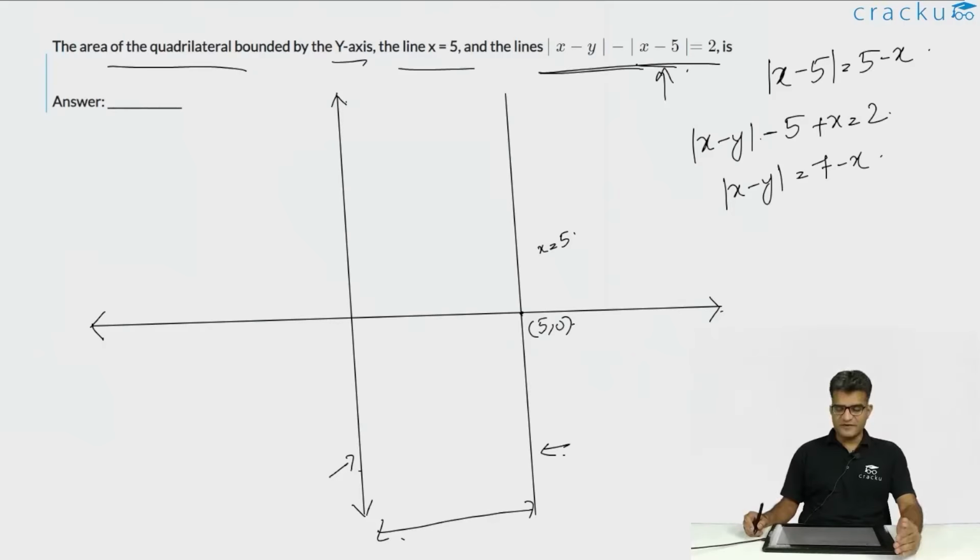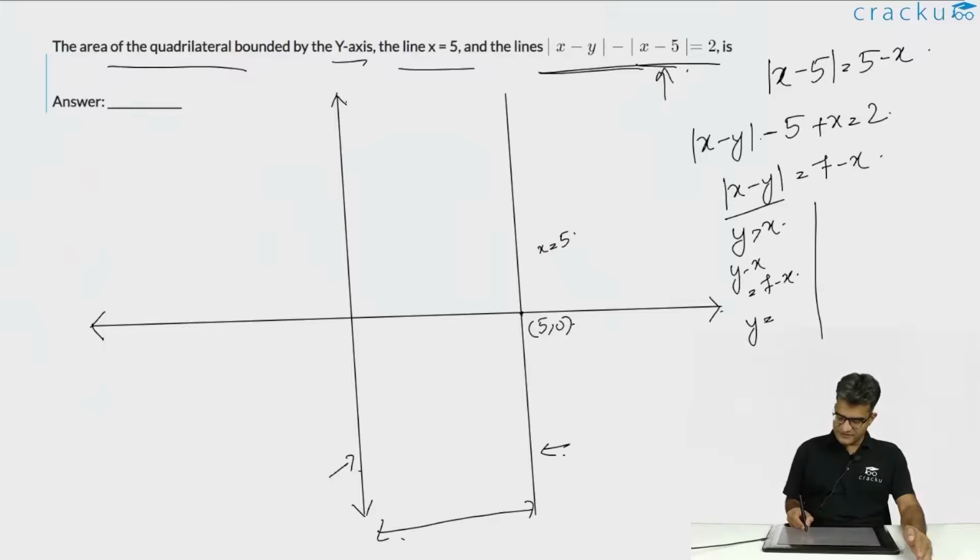In the first case, y is greater than x. If y is greater than x, the value of modulus of x minus y will be equal to y minus x. So y minus x is equal to 7 minus x, or the value of y is equal to 7. This is one line. This is when x is greater than y. When y is less than x, modulus of x minus y will be x minus y. This is equal to 7 minus x, or the equation of the line is that y is equal to 2x minus 7.